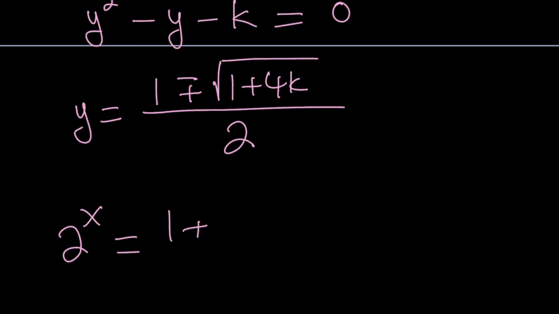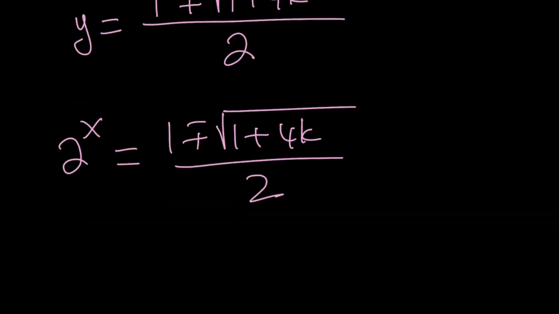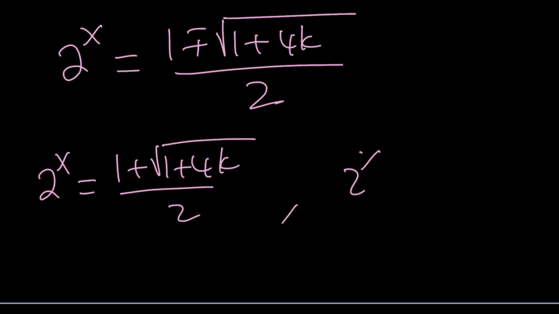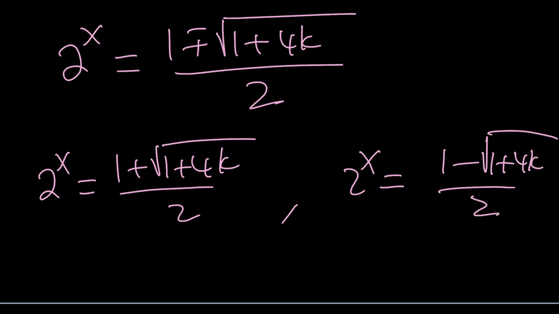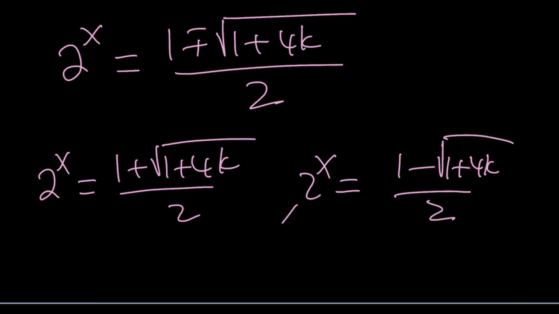Now here's the thing that I want to talk about. We get two types of solutions from here. One of them is going to be 2 to the x equals 1 plus the square root of 1 plus 4k over 2. And the other one is going to be 2 to the x equals 1 minus square root of 1 plus 4k over 2. Now notice that this expression is actually, and I gotta kind of move it closer to this one so that I can indicate that this is actually less than 0. Yes, unfortunately, this is greater than 1 because k is positive.